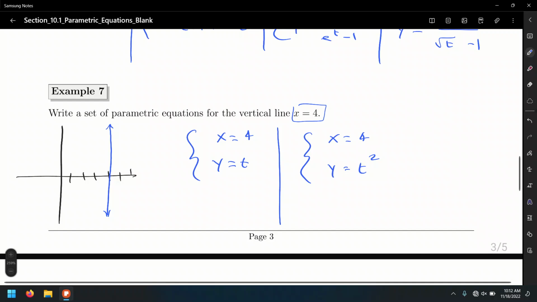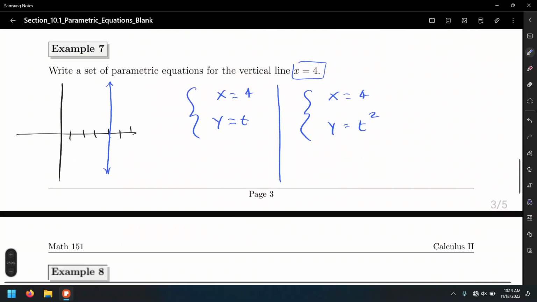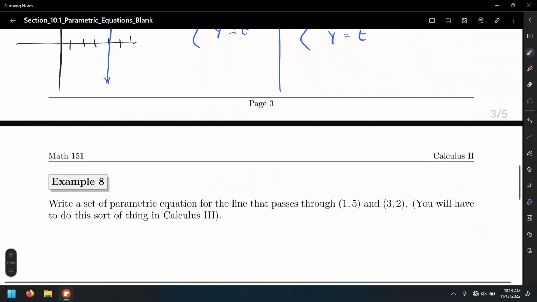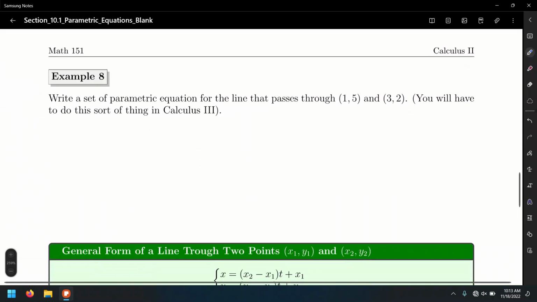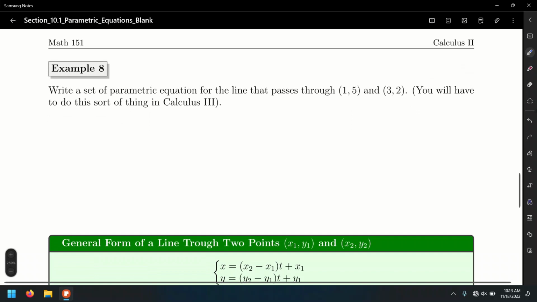All right, so let's see what's next. Okay, so let's keep going with parameterizing equations of lines. We're going to find a set of parametric equations for the line that passes through the points (1, 5) and (3, 2). The exercises that we're going to do next, at least the next two or three, are basically a preparation for what you're going to be doing next semester in calculus, for those of you who are going to take it.